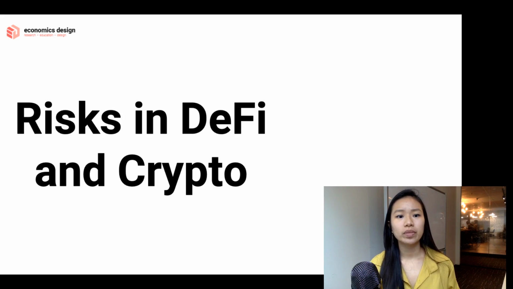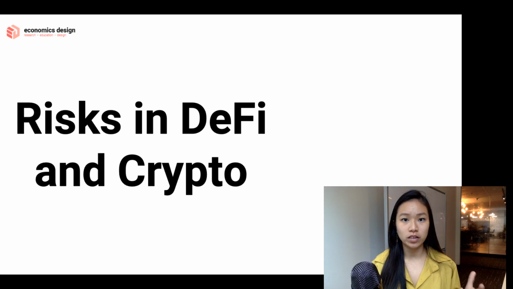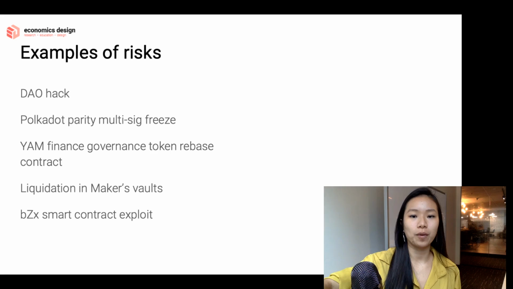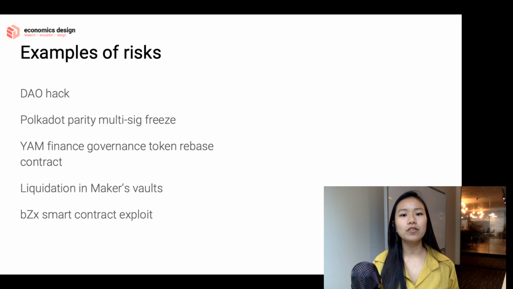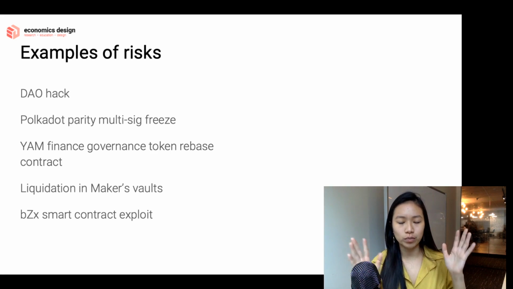Talking about that, what are the different risks in DeFi and crypto? Because when we talk about insurance, as I mentioned, insurance is all about risk. Insurance is all about probabilities of something happening or not happening, the probability of uncertainties. And risks are the different uncertainties that we want to be looking out for. So, examples of different risks in the DeFi space or in the crypto space.